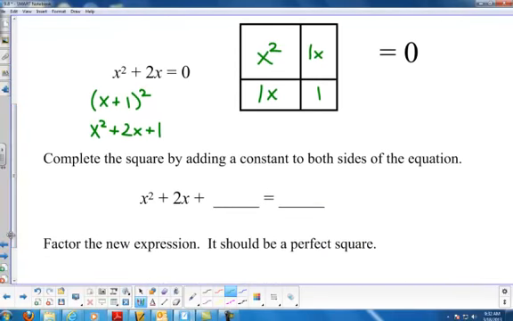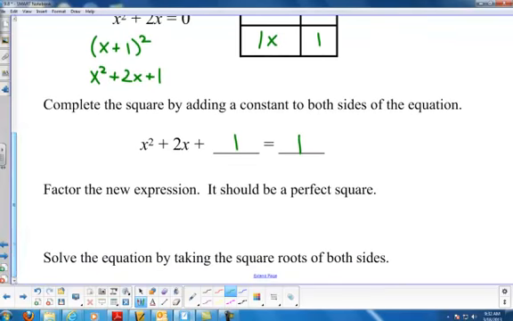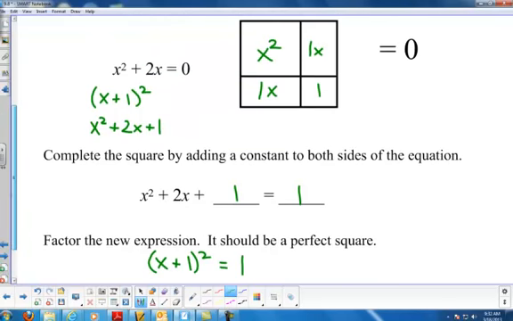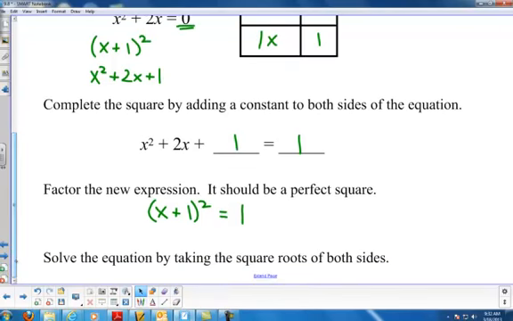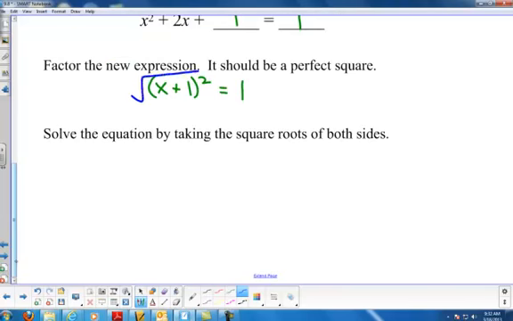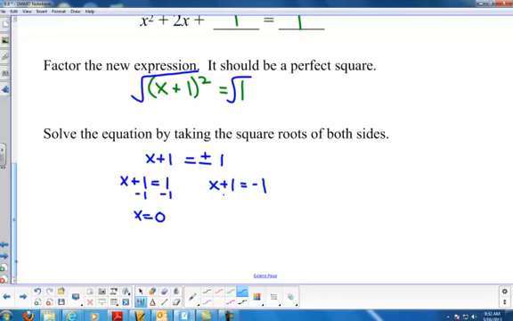So we're going to add a 1 to both sides, because we have to keep the balance. So we have x plus 1 squared equals 1. It was initially equal to 0. And then we're going to solve by square rooting both sides. So x plus 1 is going to equal positive or negative 1. So let's just write that out as two completely separate problems. And then we would subtract 1, so one answer is 0. When we subtract 1, our other answer is negative 2.